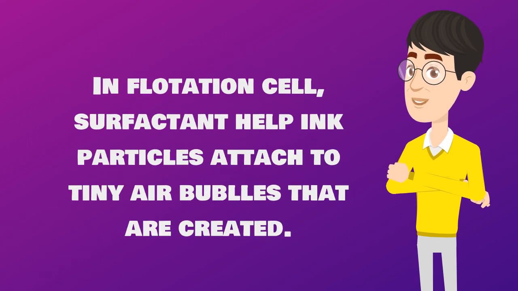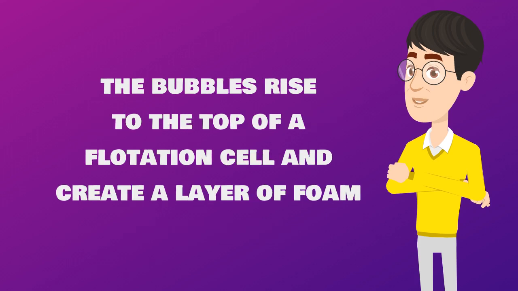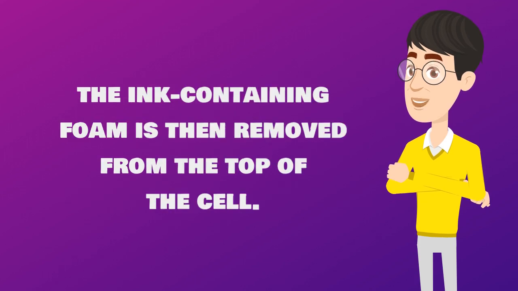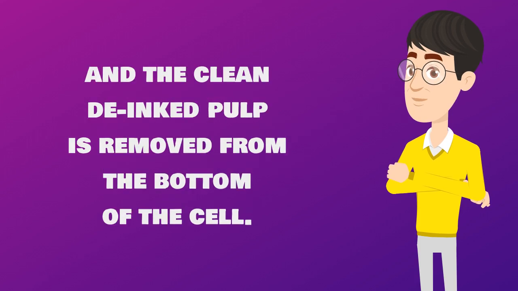In the flotation cell, surfactant helps ink particles attach to tiny air bubbles that are created. The bubbles rise to the top of the flotation cell and create a layer of foam. The ink-containing foam is then removed from the top of the cell, and the cleaned pulp is removed from the bottom of the cell.